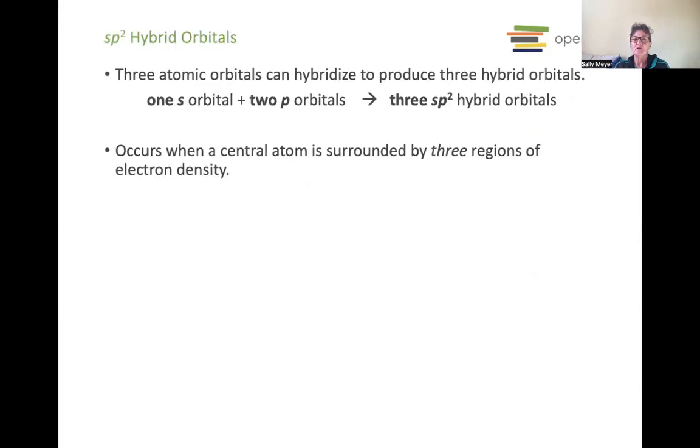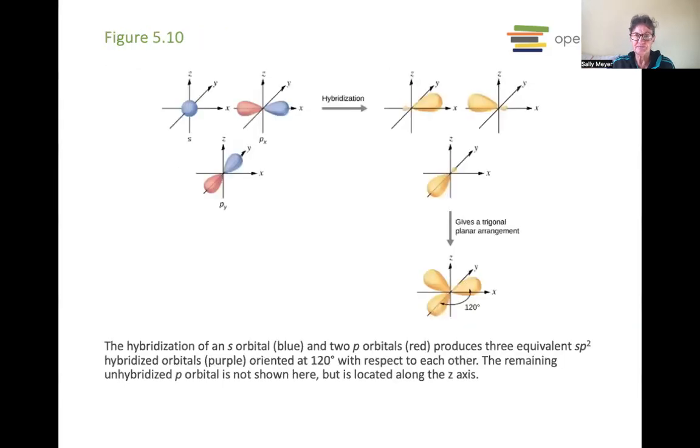So another kind of hybrid orbital is an sp2, and this is going to be the shape or the orientation of orbitals that we need when we know we have 120 degree angles. So 3 atomic orbitals can hybridize to produce 3 hybrid orbitals. If you take 1 s and 2 p's, you'll get 3 sp2 hybrid orbitals. They occur when a central atom is surrounded by 3 regions of electron density. And if you remember from VSEPR, if you have 3 regions of electron density around an atom, the best geometry is going to be 120 degree trigonal planar.